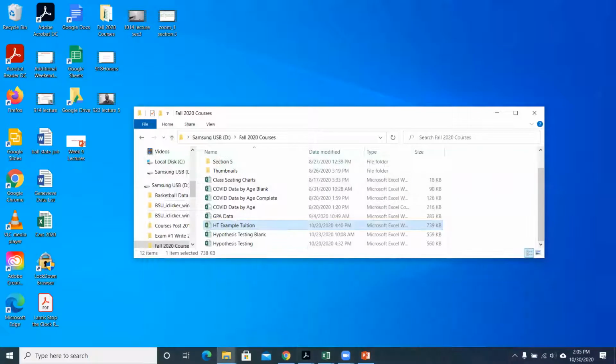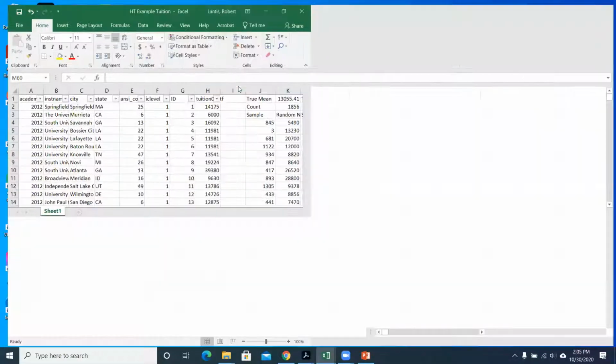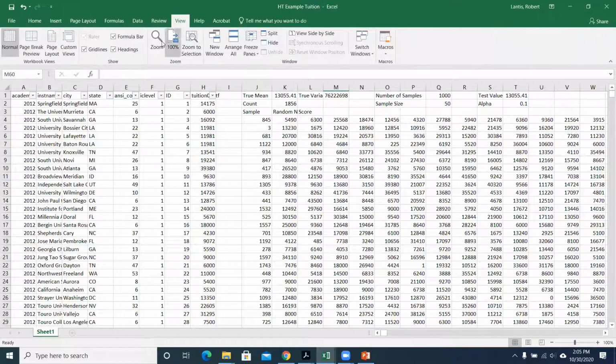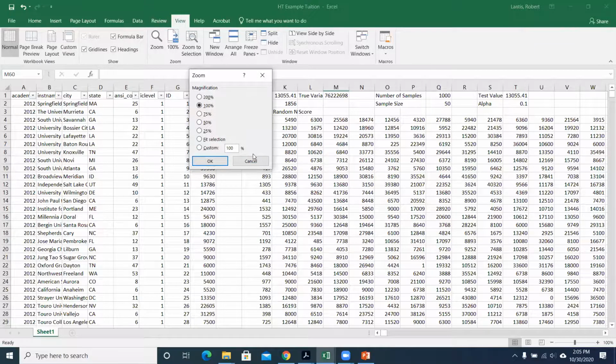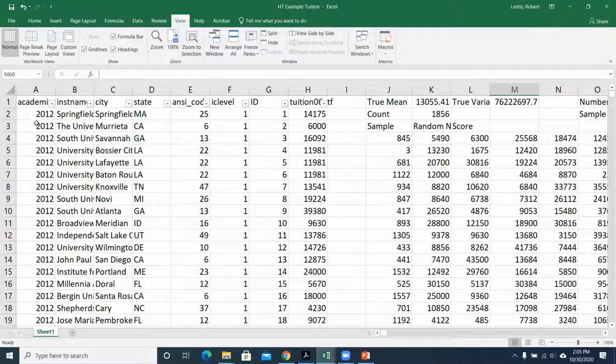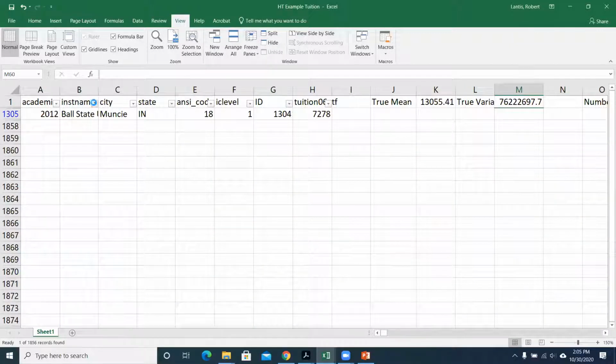All right. So I have this Excel file that's on Canvas, which was the hypothesis testing example tuition file. Okay. So let me zoom in here. I've got all these different universities and what their tuition was in 2012. In fact, I'm pretty sure, let's see if we can find it here. Well, let me search. Yeah, Ball State's on the list, right? Oh, I didn't want to select it. But there we go. There's Ball State, right?